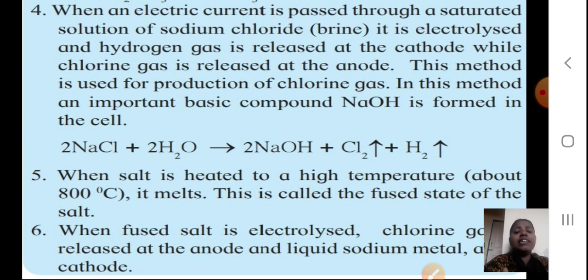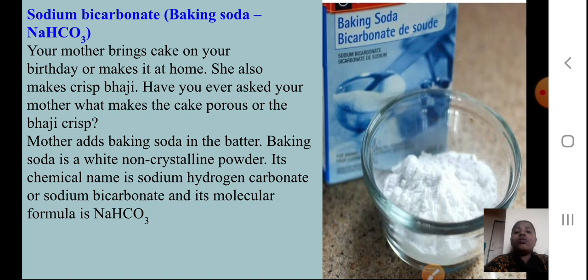Okay, at least 4 properties you will remember. Now the next salt we are going to see is sodium bicarbonate, which we also call baking soda. You must be knowing it, you must be having it at your home also. The formula is NaHCO3.